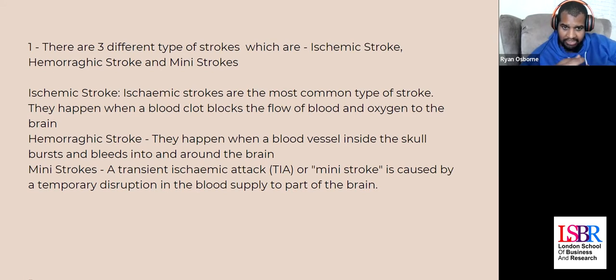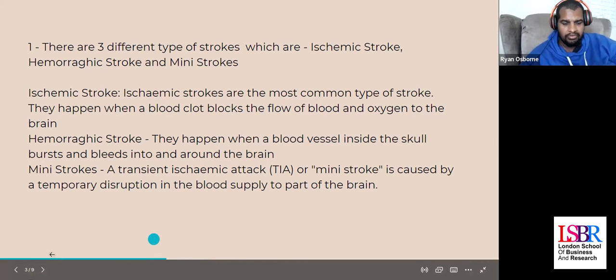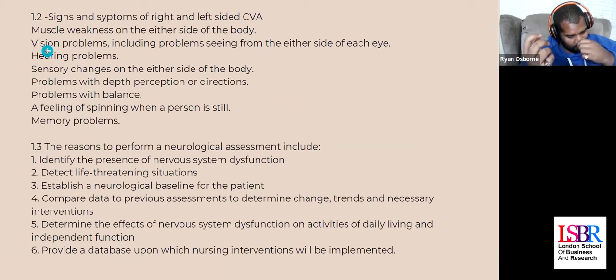And then a mini stroke, you'll call that a transient ischemic attack, or you can call it a mini stroke, and that is pretty much caused by a temporary disruption in the blood supply to part of the brain. Now, if we go to the next slide. So now we've learned about the different types of strokes.